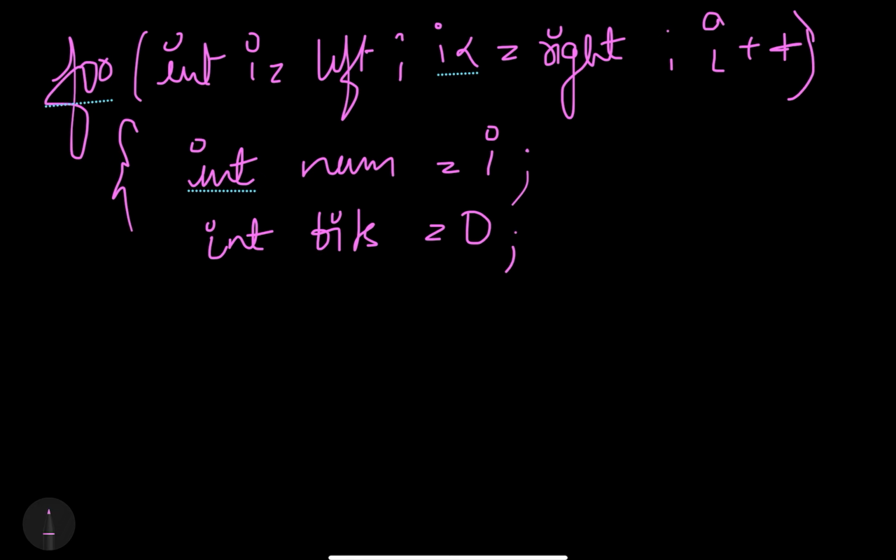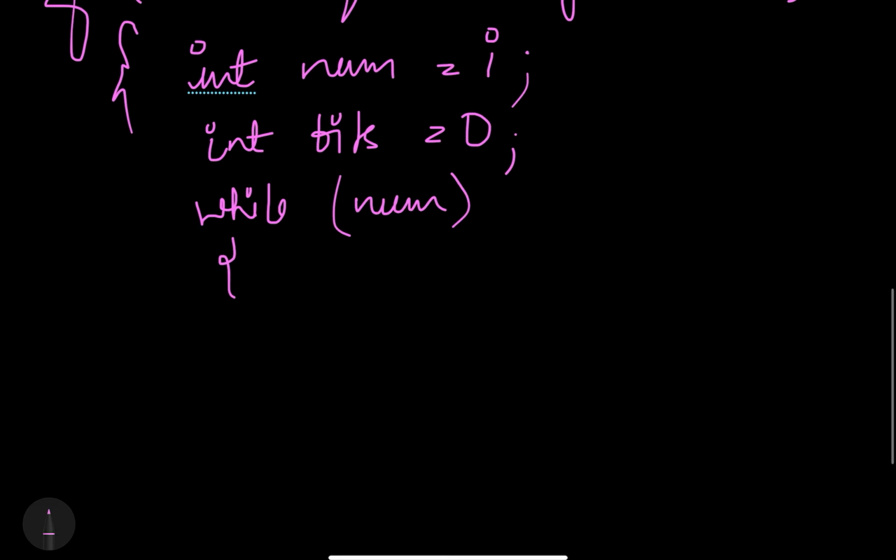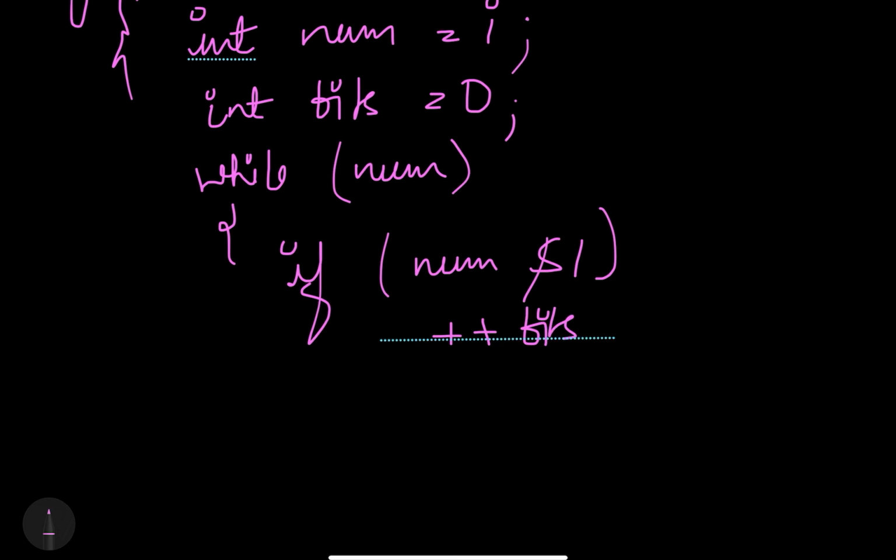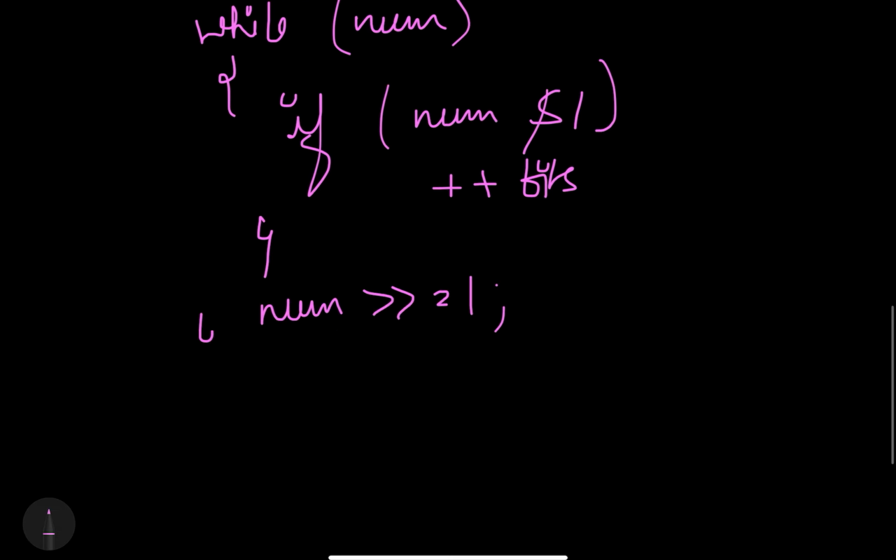Bits is initially 0. Okay, now how will we check the number of bits? We can run a while loop: if num and 1, then it means the bit is 1, that is a set bit, and we'll right shift num by 1. Okay, so this will give us the number of set bits.